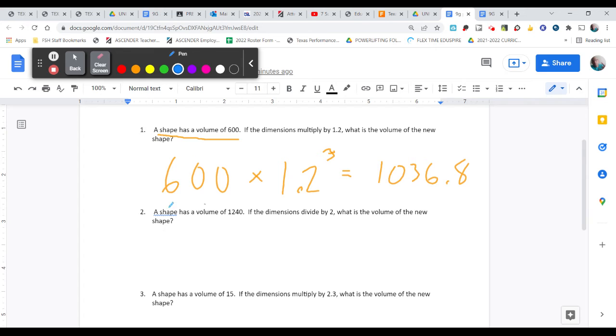All right, another shape has a volume of 1240. The dimensions divide by 2. What is the volume of the new shape? So we have 1240. If the dimensions divide by 2, the volume is going to divide by what? By 2 to the third power. Good.